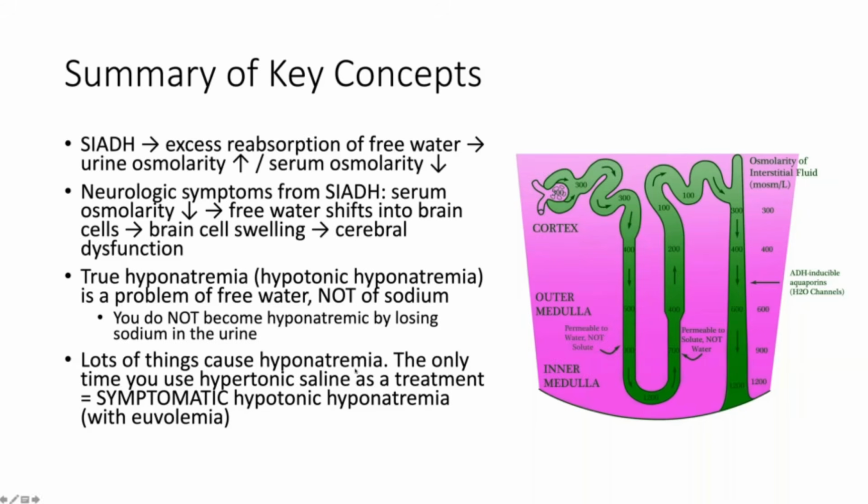So lots of things cause hyponatremia, as you'll learn in the hyponatremia lectures if you haven't watched them yet. The only time that you really use hypertonic saline as a treatment is if you're symptomatic and you have hypotonic hyponatremia and you're euvolemic. All right, questions, thoughts, concerns? I know that was a lot.